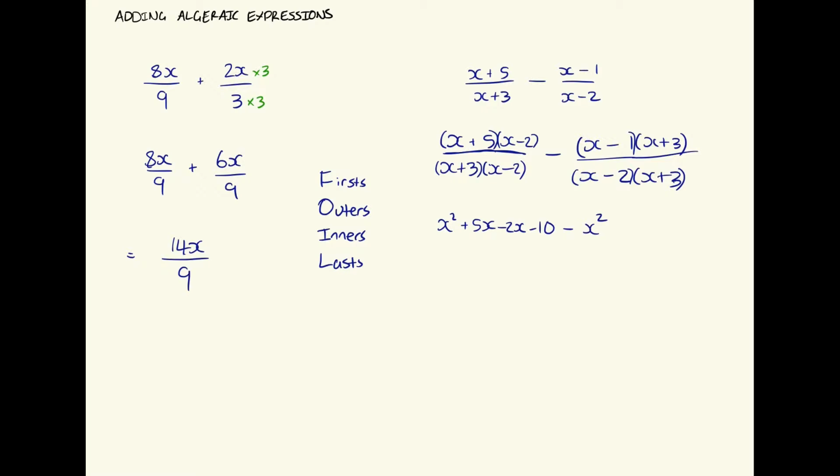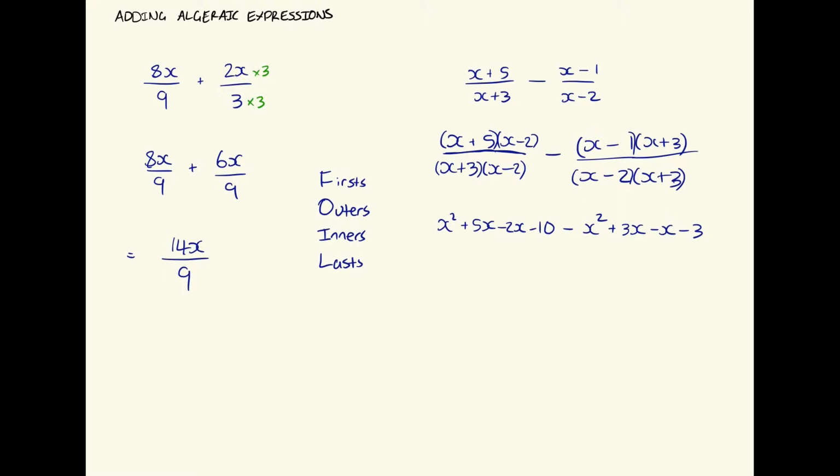Next is our outers. X times positive 3 is positive 3x. We have inners. Negative 1 times x is negative x. And our lasts is our negative 1, negative 1 times positive 3, which is negative 3.